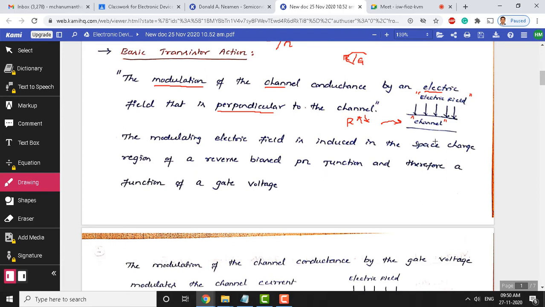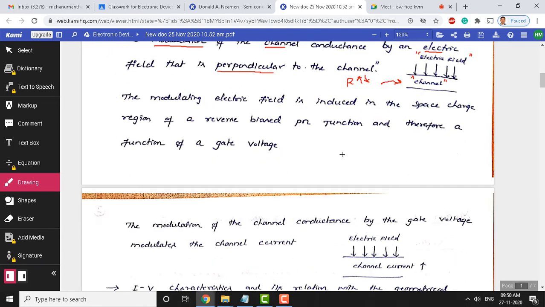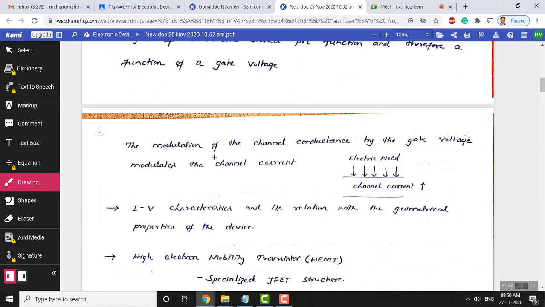I have written this diagram to help understand these points, but you will see more details later, where you will understand where exactly this reverse biased PN junction comes into play when we apply an electric field, and therefore it is a function of the gate voltage. The reverse biased PN junction gets created within this region, and the electric field will vary that reverse bias of the PN junction, and therefore it is a function of the gate voltage. The modulation of the channel conductance by the gate voltage modulates the channel current.